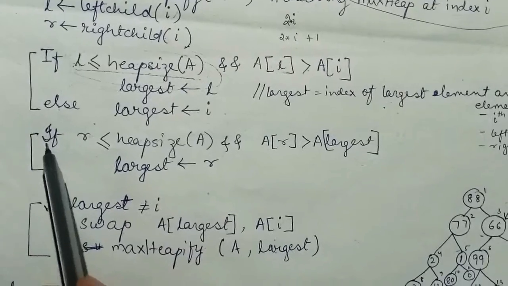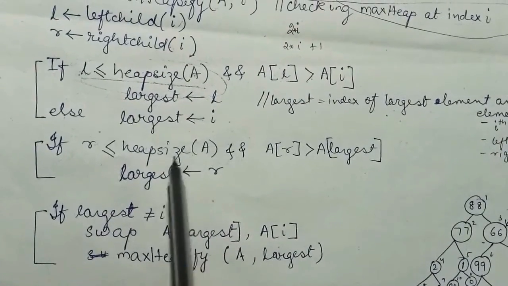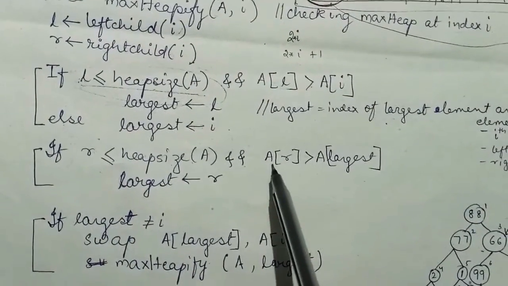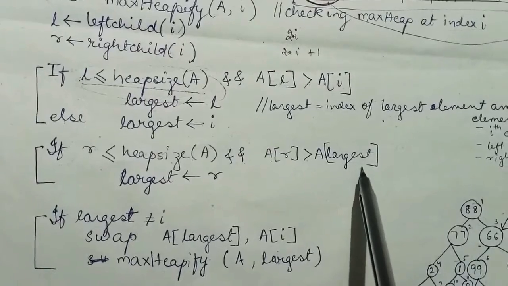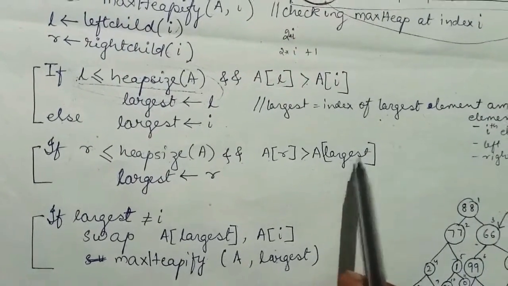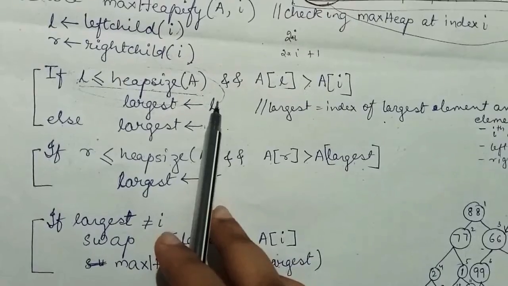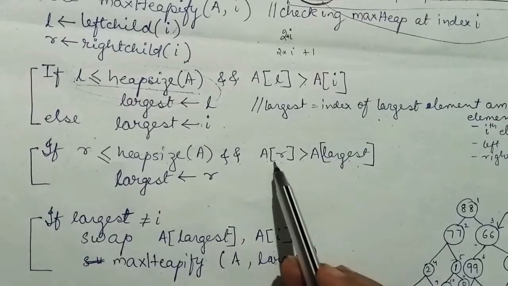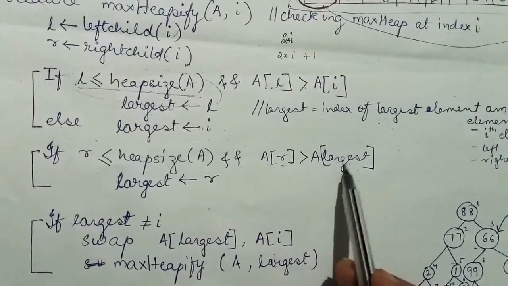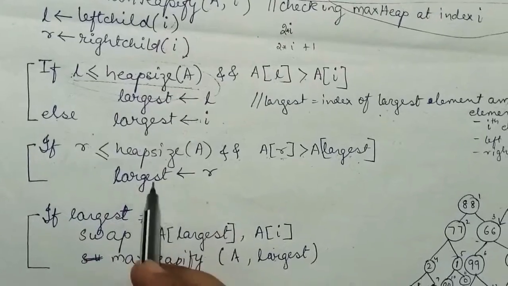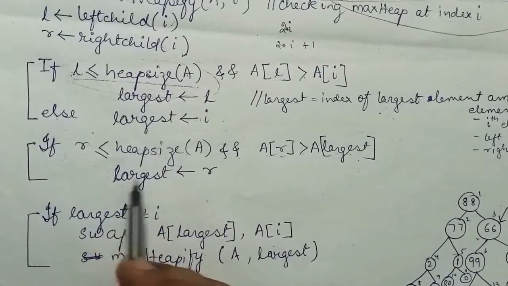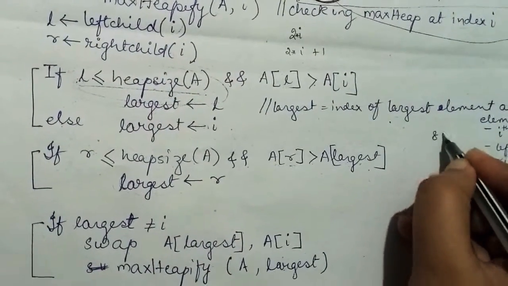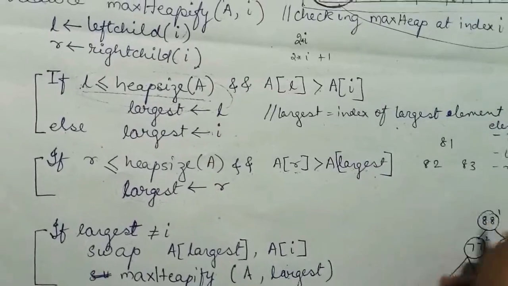Again we are checking for the right child. If R is less than or equal to the heap size, with the same explanation as I had done here, and the right child is greater than the largest value. If the largest is I or L from the step before, then it will compare. If A of R is greater than the value at largest, then largest has the value R. Let us consider the example 81, 82, 83.